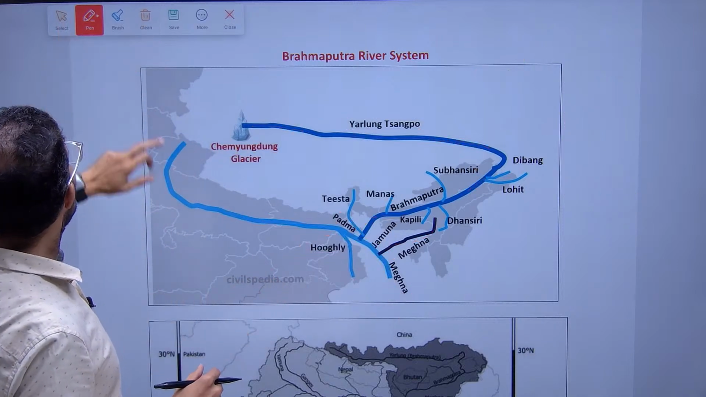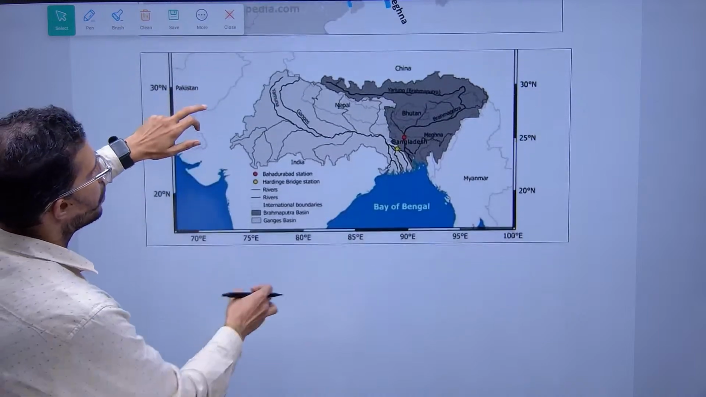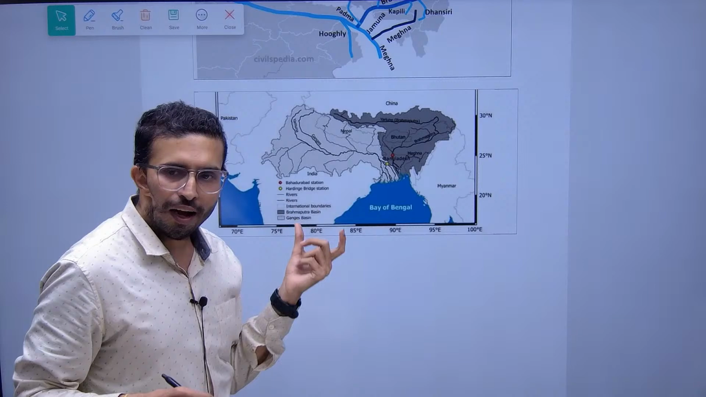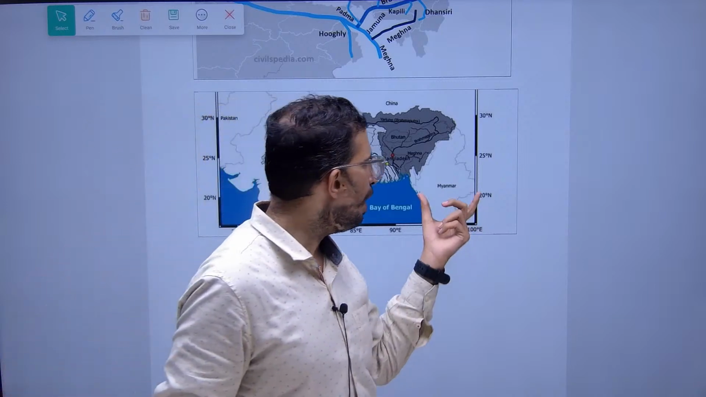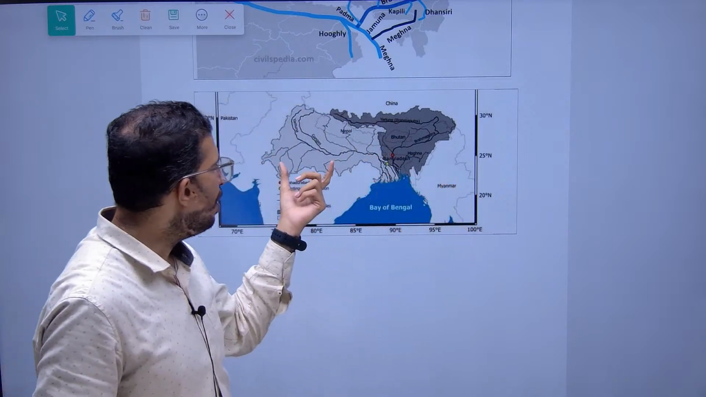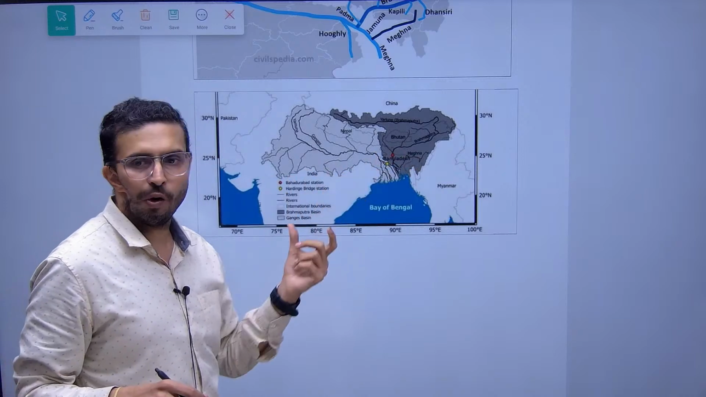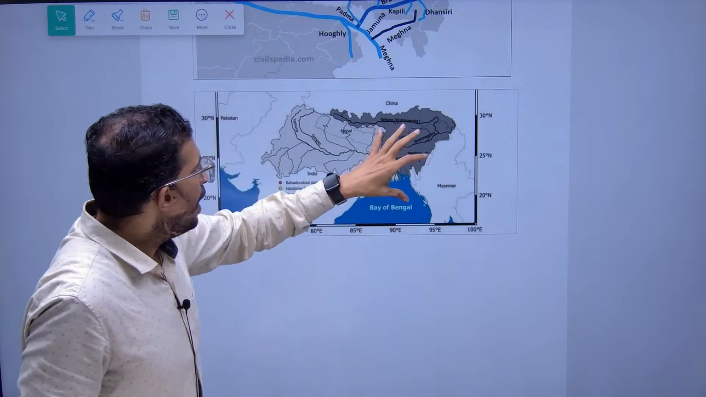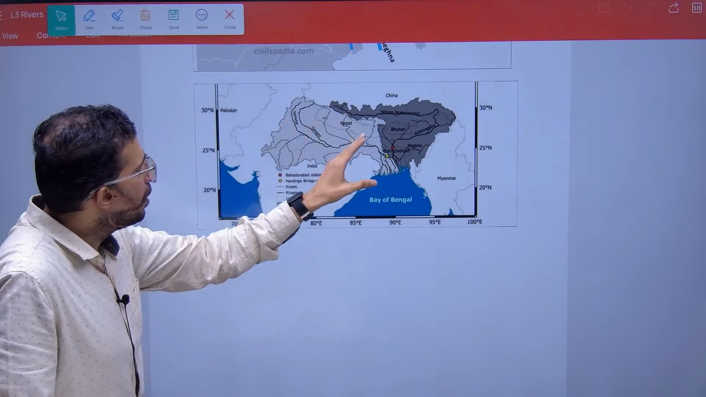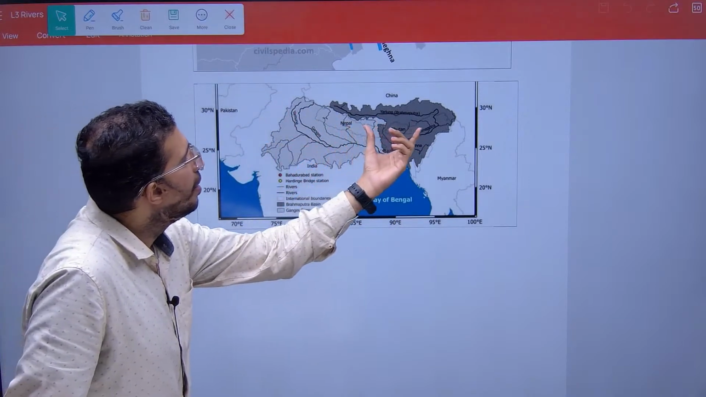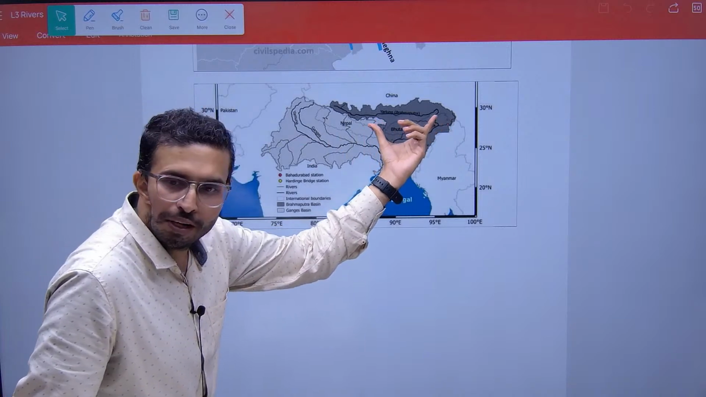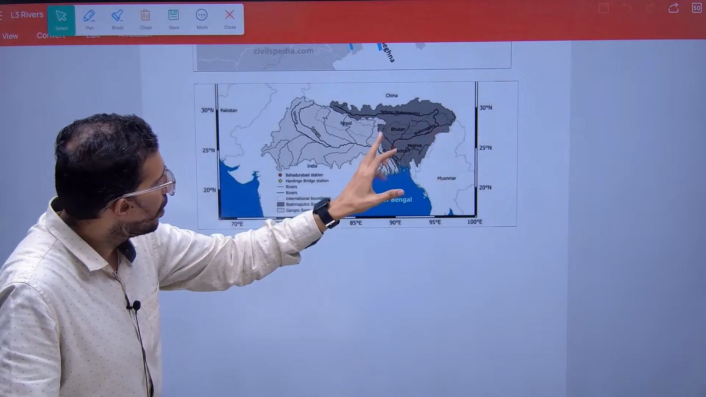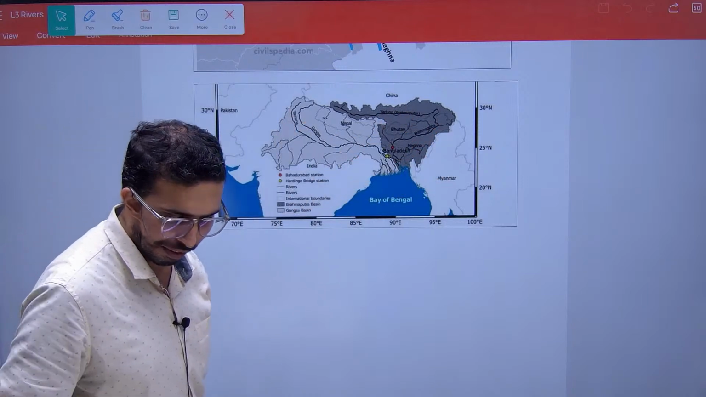Then next observe this. Just to give a hint of how the Ganga river system and Brahmaputra river system have the geographical distribution, we can call it a drainage basin or river basin. Like this river is occupying major states, and the same goes for the Brahmaputra river system also. If you see the Yarlung Tsangpo, this river system is Brahmaputra, and this is the Ganga river system.